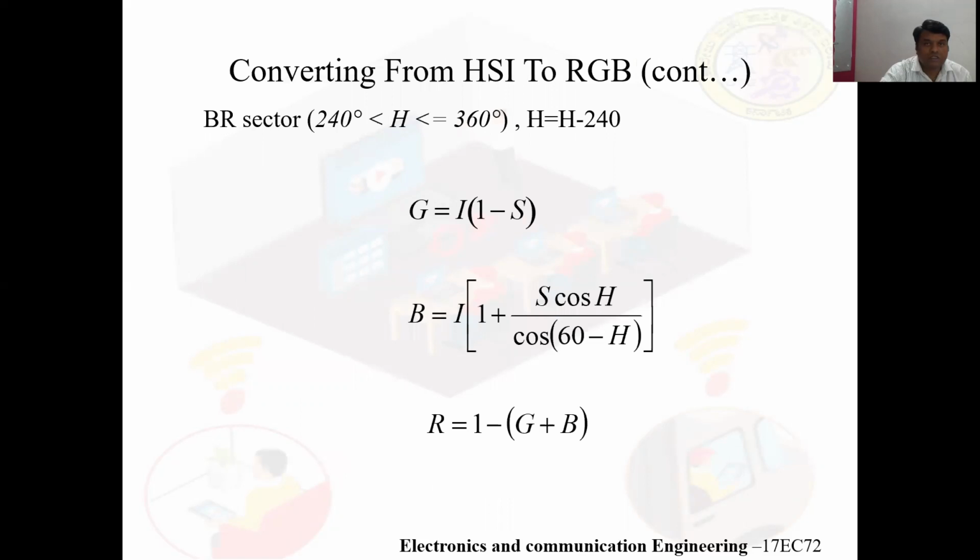In the BR sector, H is in between 240 and 360 degrees. H is equal to H minus 240. G is equal to I into (1 minus S). B is equal to I into (1 plus S cos H by cos of (60 minus H)). R is equal to 1 minus (G plus B).